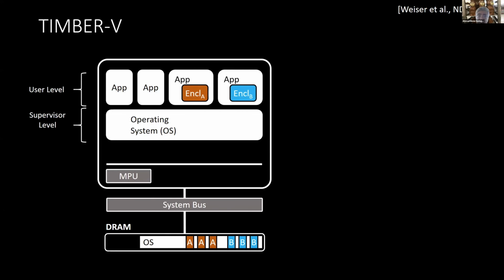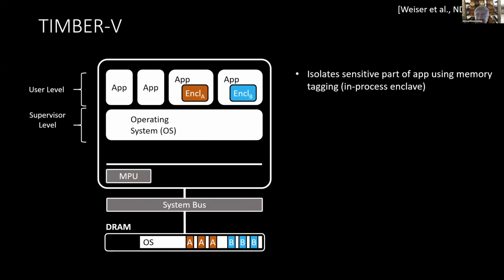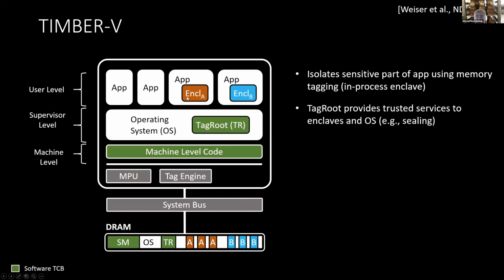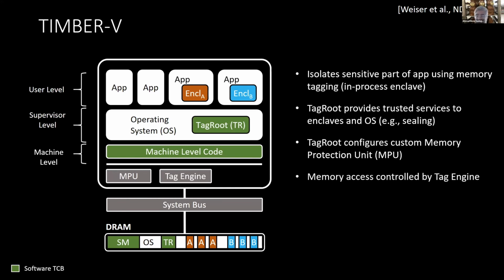It uses, again, application, so to say. It, of course, isolates sensitive parts of an application, and it is, as you say, at user space level. And for protection, so isolation of memory, it uses tagging. It has no caches because it is for very small systems. It has a memory protection unit, and the memory access controls are controlled by a tag engine, and cache memory, as I said, does not exist.